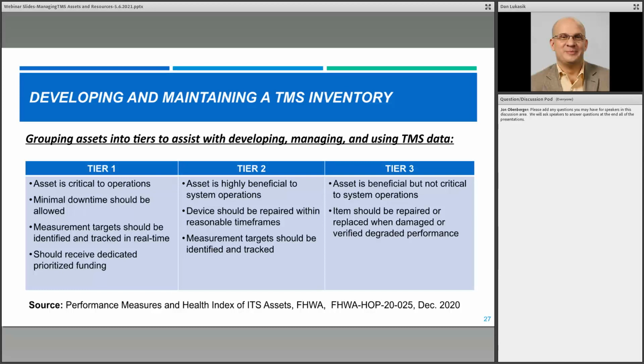And then tier 3, it's a beneficial asset. It's not a critical asset. Maybe this is a road weather information system device, or maybe it's a backup system. We know we need to get it repaired in case we have a failure, but it's not fully necessary that it's done this second or repaired this second.